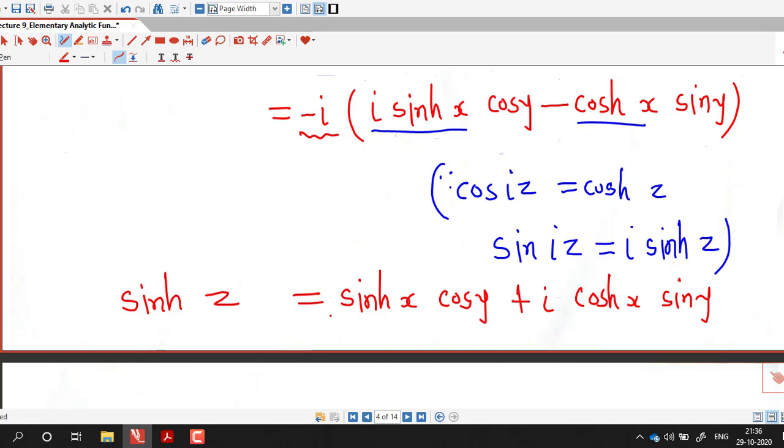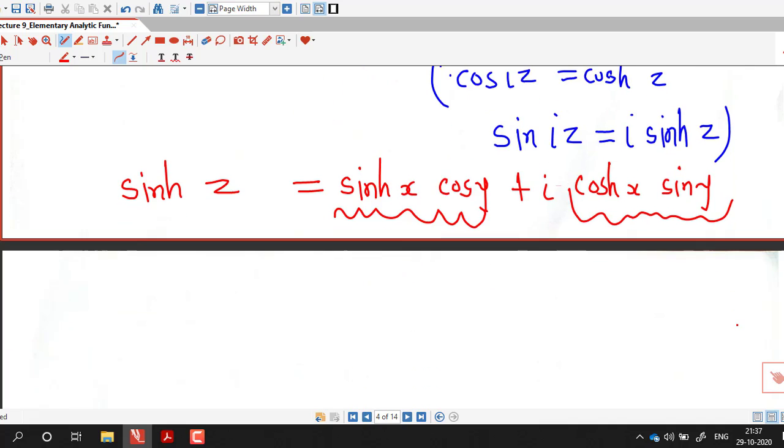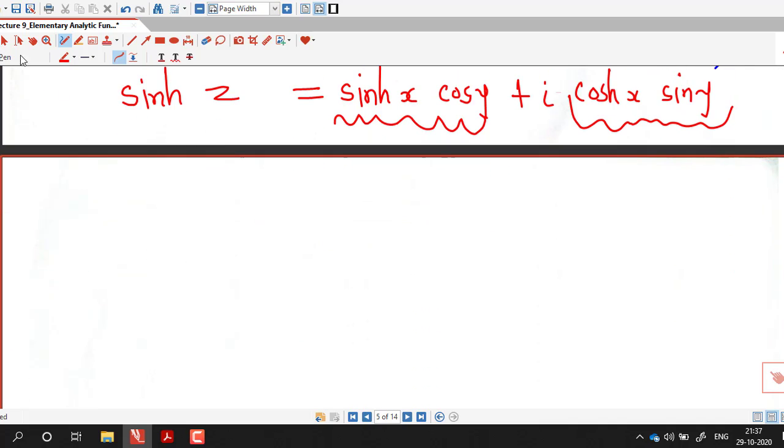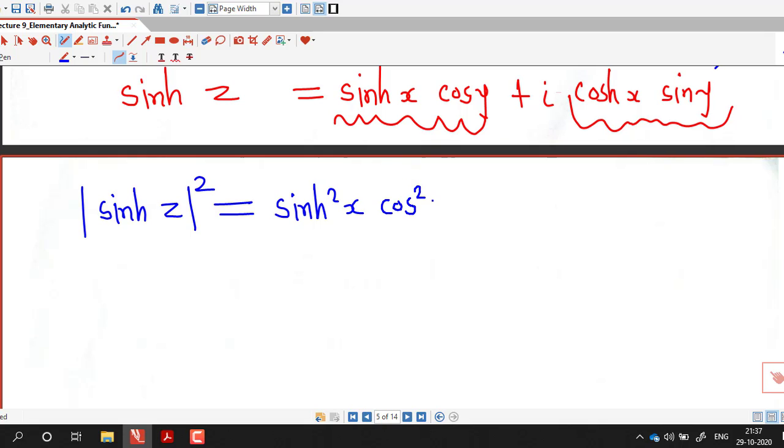So the real part of sin hyperbolic z is sin hyperbolic x cos y, and the imaginary part is cos hyperbolic x sin y. So from this we can determine the absolute value of sin hyperbolic z. Okay, because we now have the real and imaginary parts of sin hyperbolic z. So if we take the absolute value, then we have to write the square of the real part plus the square of the imaginary part, which is cos hyperbolic square x into sin square y.